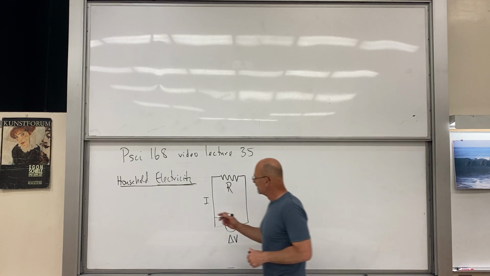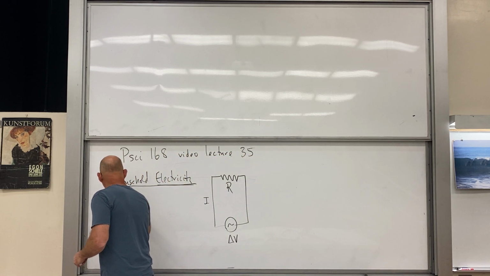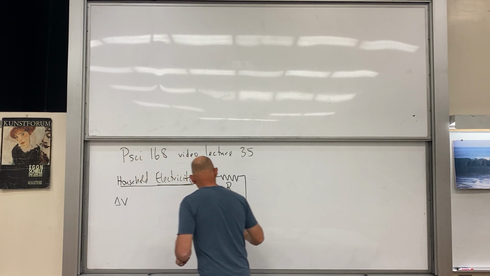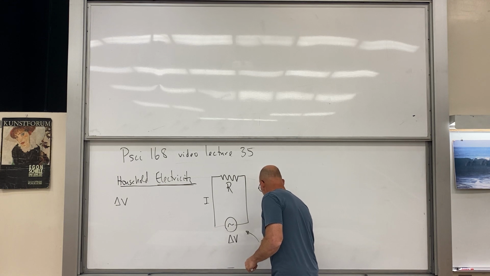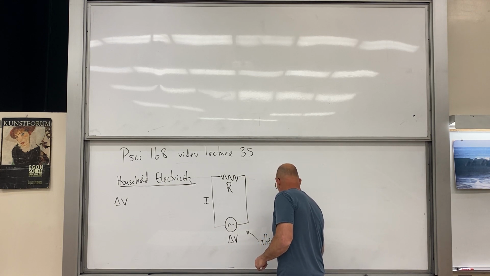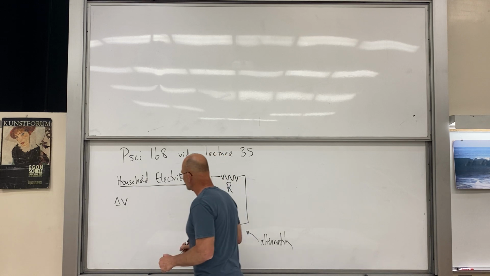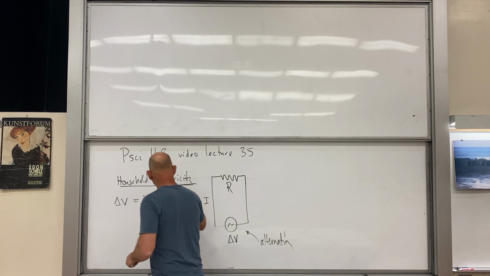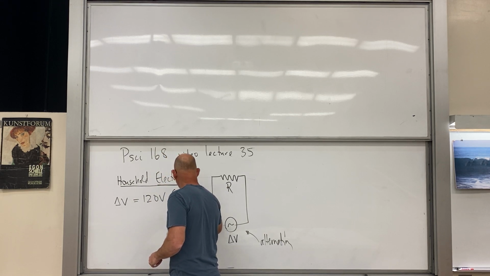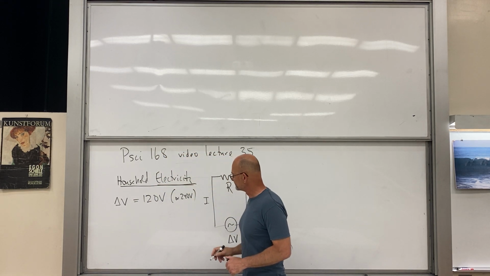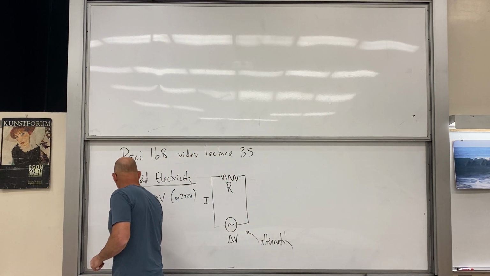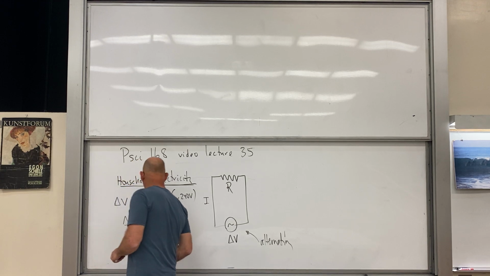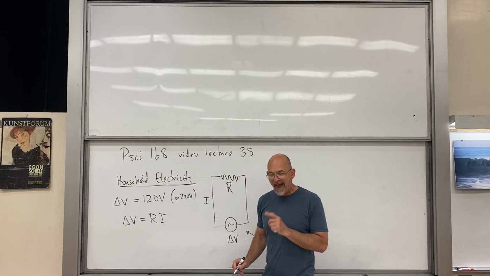So what do we have? We have delta V, this alternating voltage. I'll just write alternating here. But same formulas, don't worry. It's 120 volts or 240 volts, right? We had that last time. And we still have our delta V equals Ri. That's Ohm's law, and we have the power law.